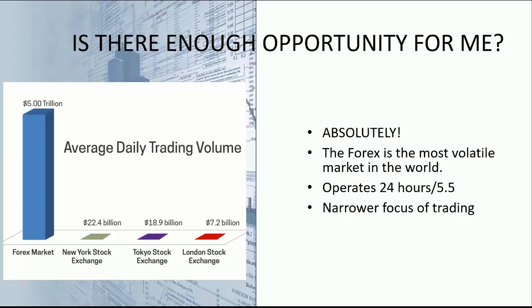And there are 3 different sessions. You have the London, New York, and Tokyo session for the forex as well, but these overlap each other. And because they overlap each other, it allows you to be able to trade any currency pair that you like at your leisure, no matter where you are.